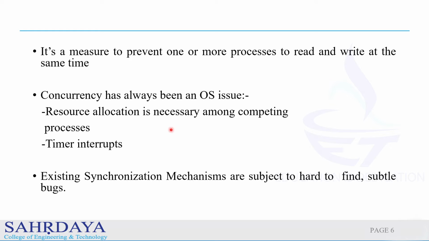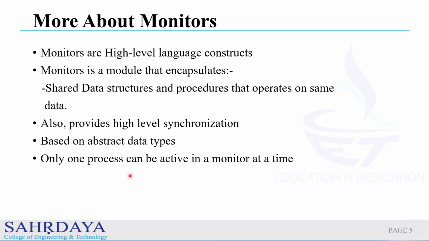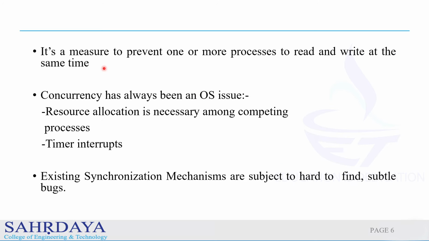It's a measure to prevent one or more processes from reading and writing at the same time. As I said before, only one process can be active in a monitor at a time, and it's a measure to prevent processes from reading and writing at the same time. Those two points are related, and concurrency has always been an OS issue.